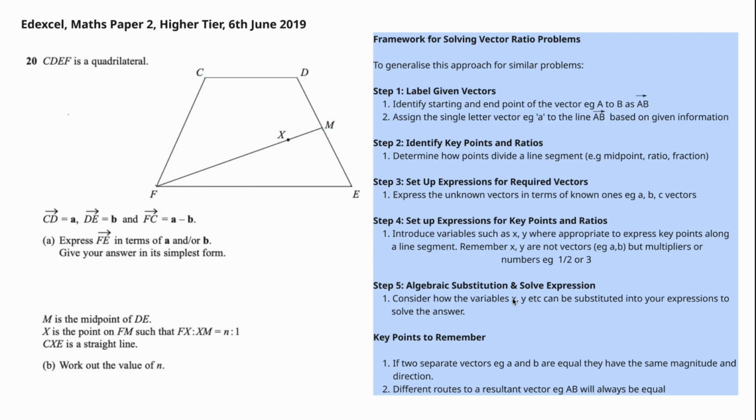Now, a couple of key points to remember when dealing with vectors. If you've got two separate vectors, such as a and b, they are equal if they have the same magnitude and direction. And the other key point with vectors is different routes to a resultant vector, such as AB, will always be equal.